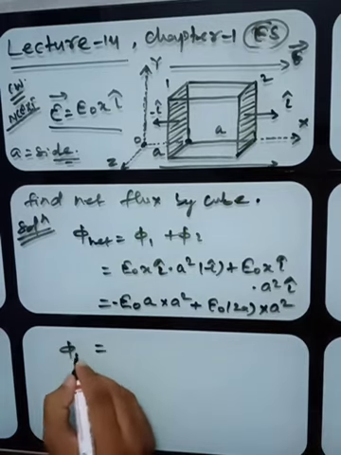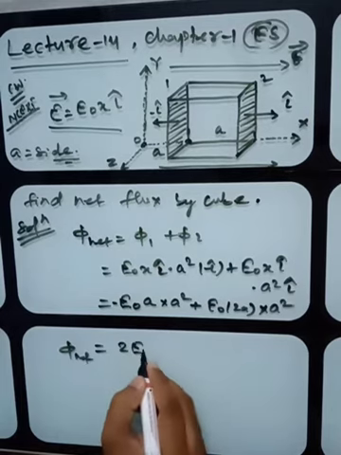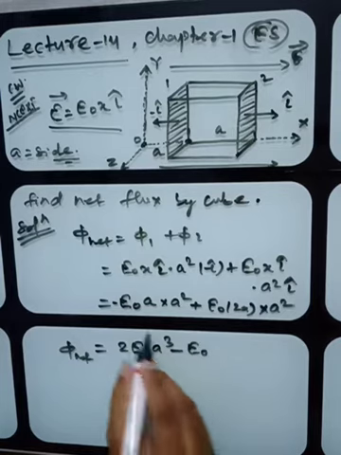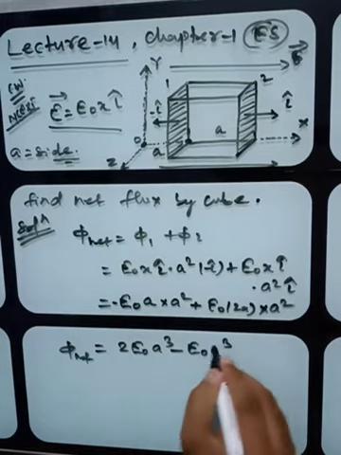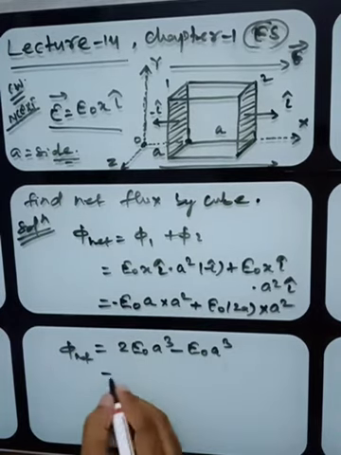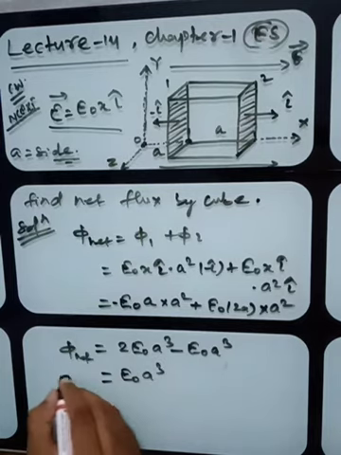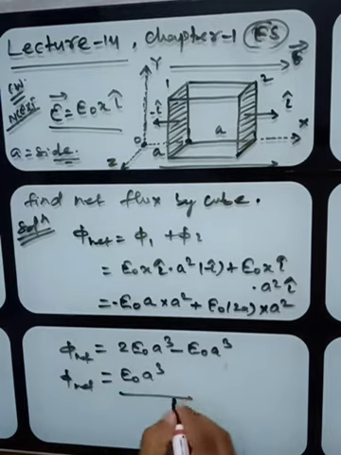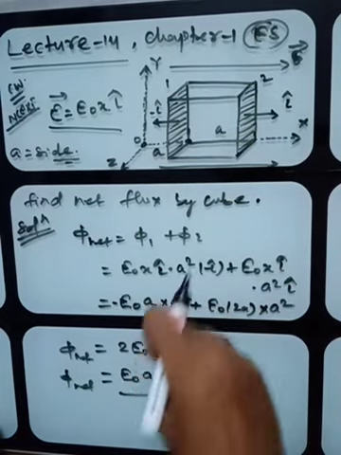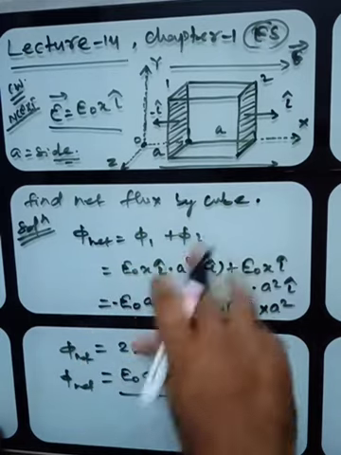Now the net flux, students, is 2 E naught A cubed minus E naught A cubed. So the net flux is E naught A cubed, and this is the answer. I hope students you understand very well. In the same way you can solve questions of such type.